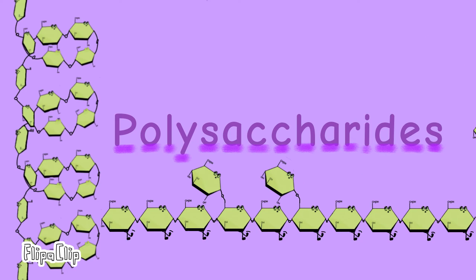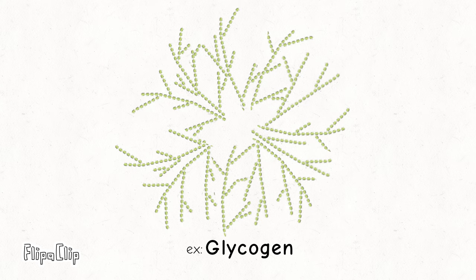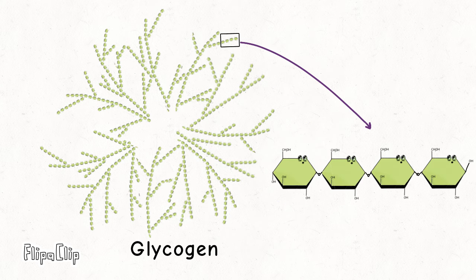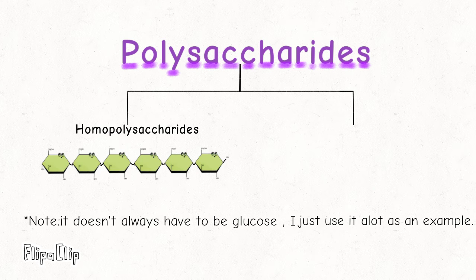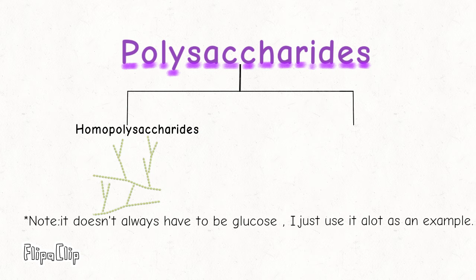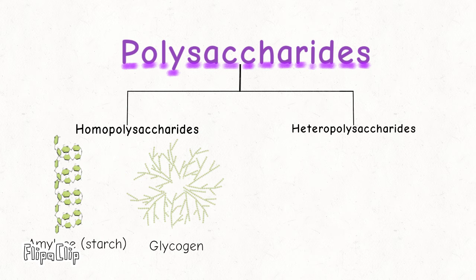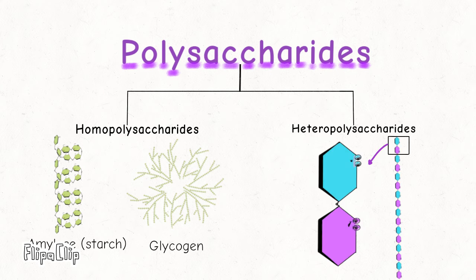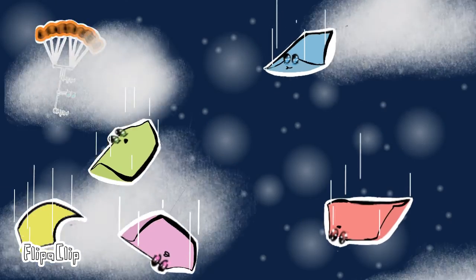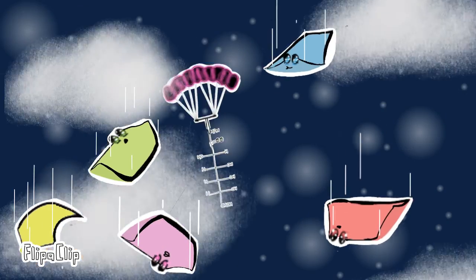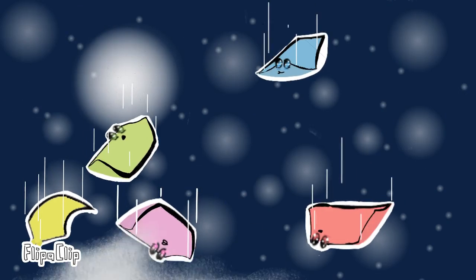Polysaccharides. They're polymers of a higher degree of complexity, made out of more than 10 monomers. And generally, we can find 2 subcategories of polysaccharides. Homopolysaccharides made out of 1 repeating monosaccharide, like starch or glycogen, and heteropolysaccharides that are made out of a bunch of different monosaccharides. For today's video, we'll be focusing on the very basic of carbohydrates, monosaccharides.